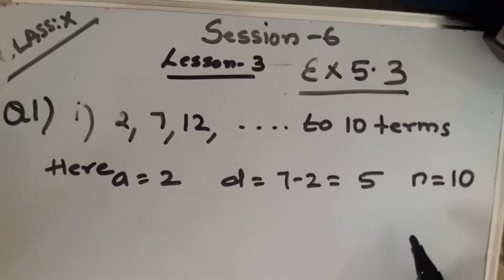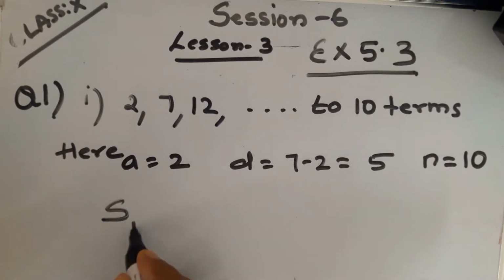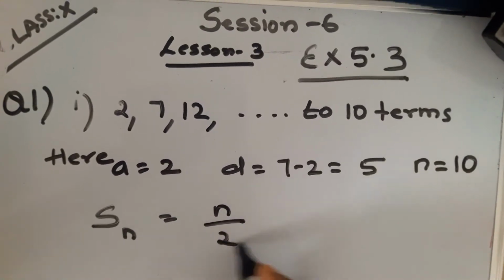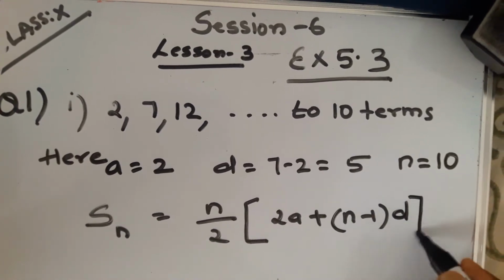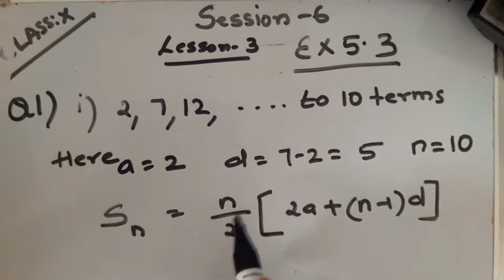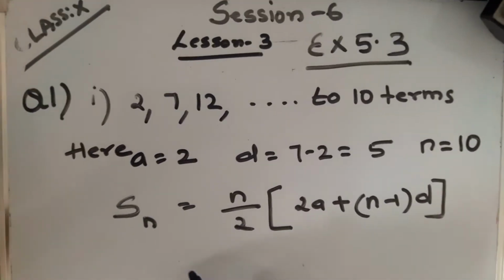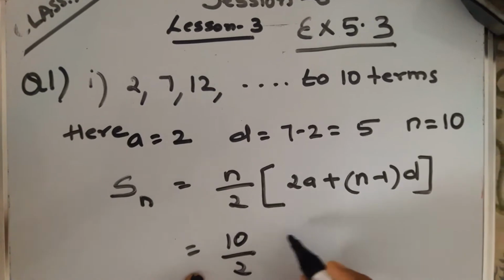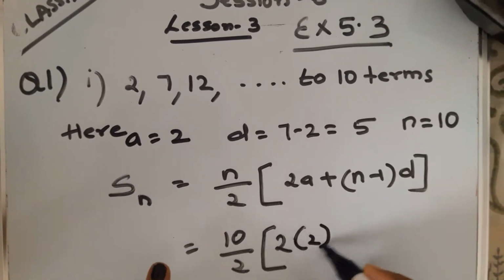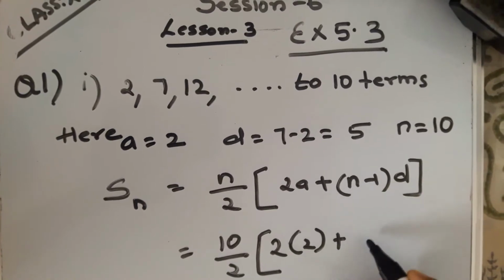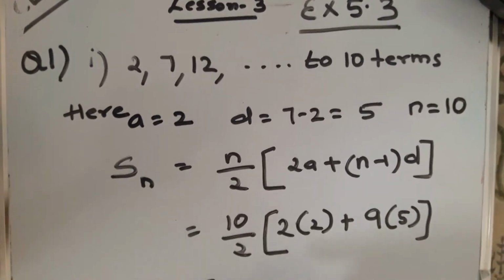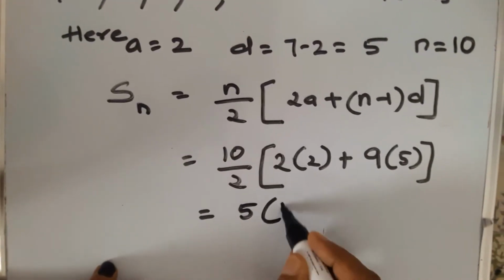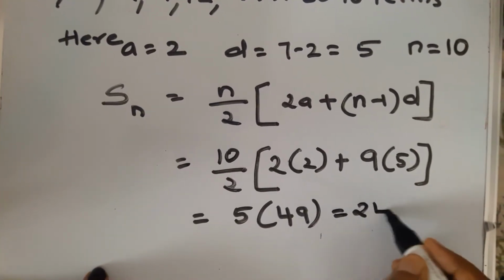What are we supposed to find? Sum of first 10 terms, that means Sn, sum of n terms. The formula is n by 2 into 2a plus n minus 1 into d. Now we will substitute whatever values we know. So n is 10, 10 by 2 into 2 times a, which is 2, plus 10 minus 1, that is 9, and d is 5. Now simplify this, and you will get 5 into 49, that is 245. Okay, now we will move on to the second question.